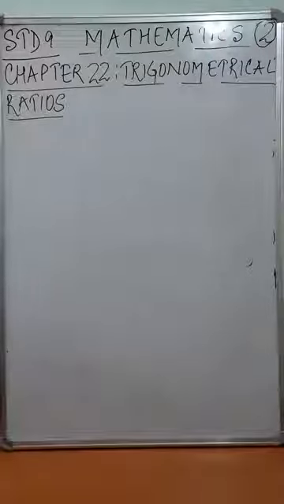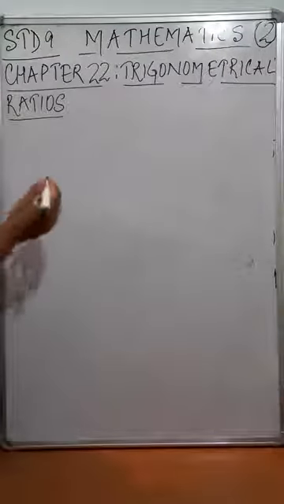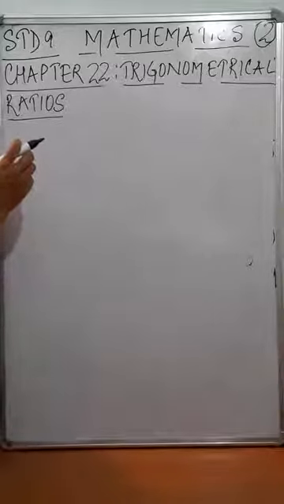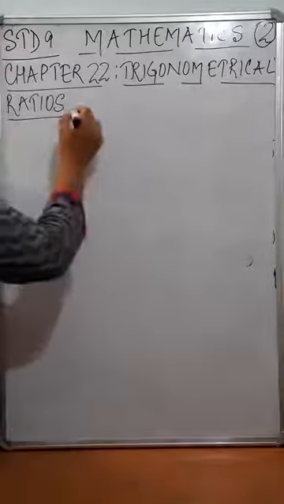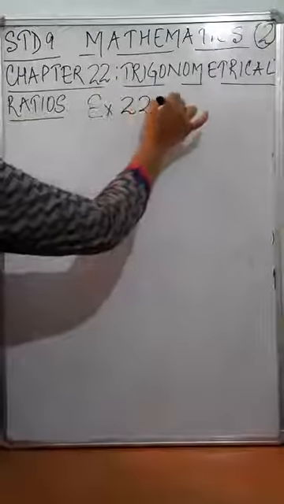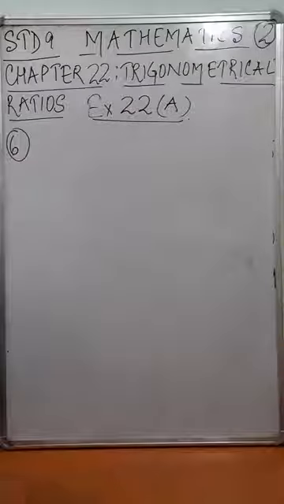Good morning, students. I had started with chapter 22, trigonometrical ratios, in my previous class, and I had explained what trigonometrical ratios are, and the six trigonometrical ratios: sine, cos, tan, cosec, sec and cot for the right angled triangle. So in continuation with exercise 22a, let me take up some more questions.